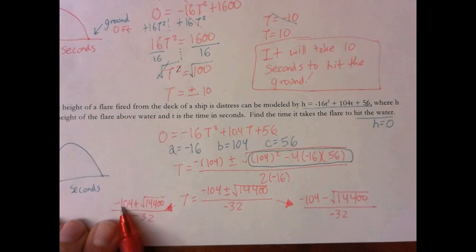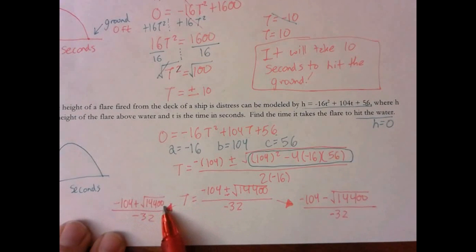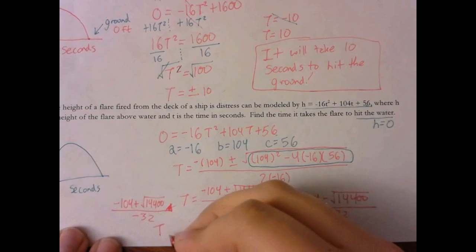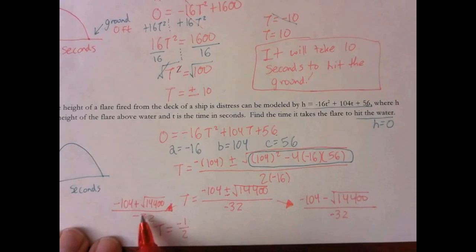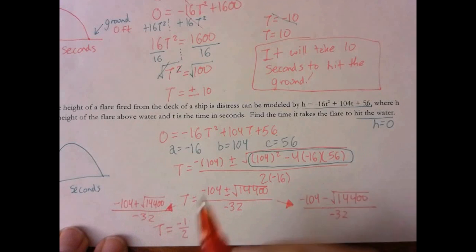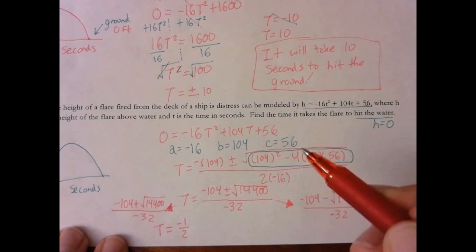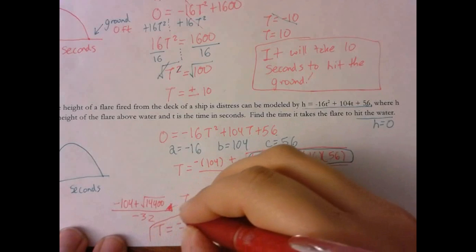For example, here type negative 104 plus square root of 14,400. Hit enter, then divide by negative 32. When you do that, you should get t equals negative 1/2. And if you have problems putting that in your calculator, please just ask. I'll be more than happy to double check if what you wrote is what you actually put in the calculator. So that's one of our answers.